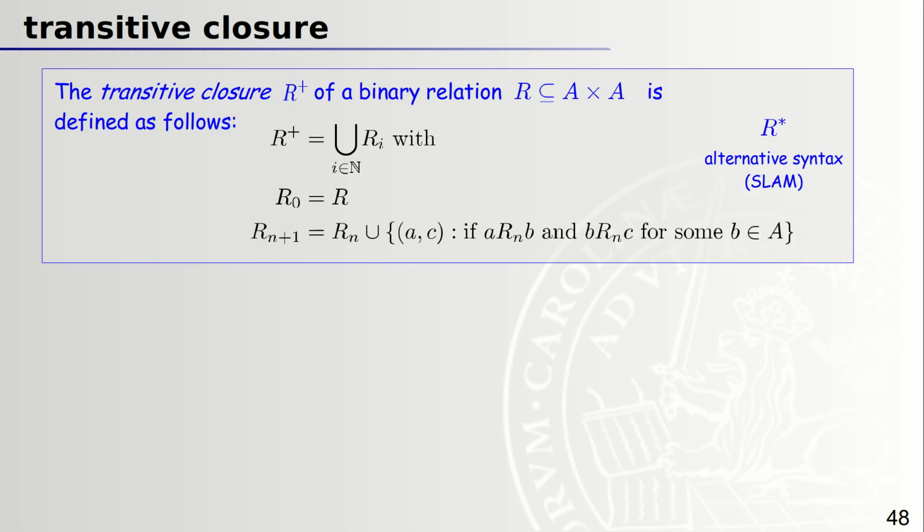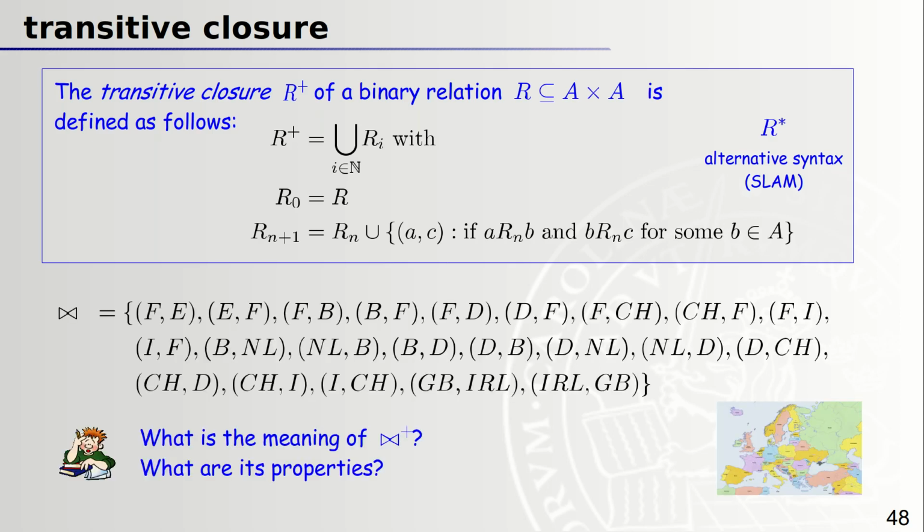We note the transitive closure of a relation by adding a plus sign as an exponent. Let's look at an example using the bow tie relation among European countries again. Think about what the transitive closure of the bow tie relation means in this context. Recall that the relation itself represented that two countries were connected by a land border. That is, one could walk from one into the other.